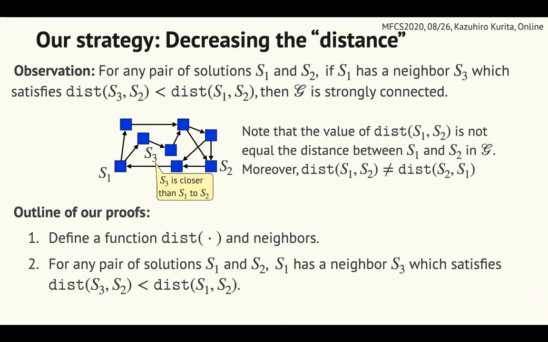We consider this observation. For any pair of solutions S1 and S2, if S1 has a neighbor S3 which satisfies dist(S3, S2) less than dist(S1, S2), then the supergraph is strongly connected. Thus, to prove the correctness of enumeration algorithms, it is enough to develop a distance function and neighbors which satisfy the above conditions. So, in our algorithms, we prove these conditions.